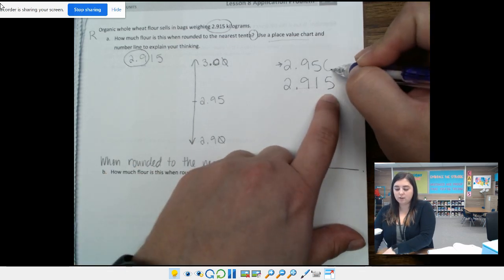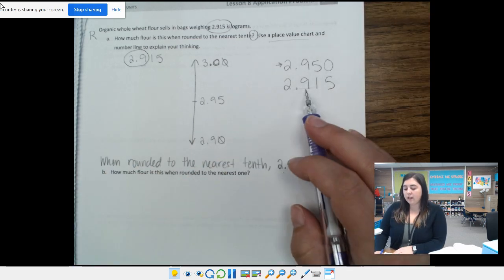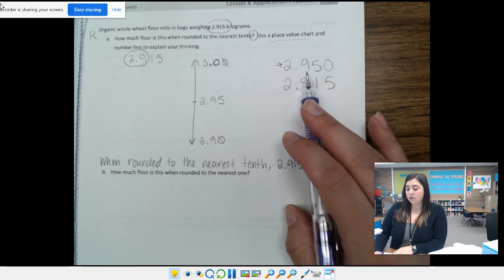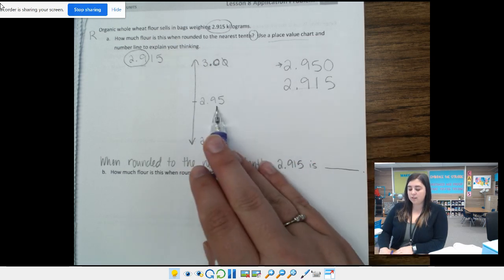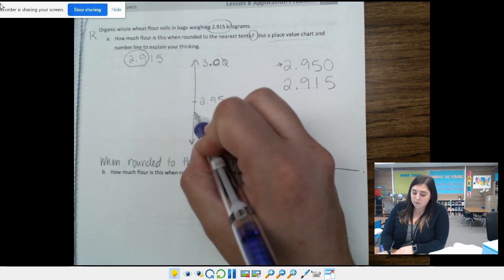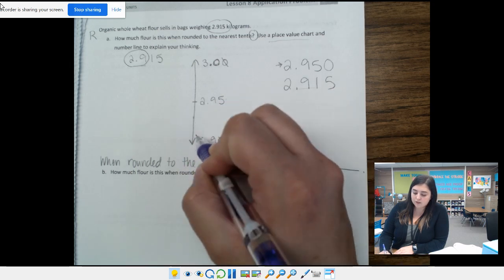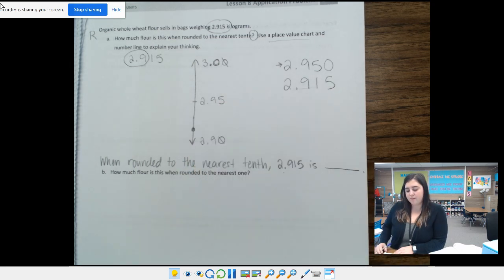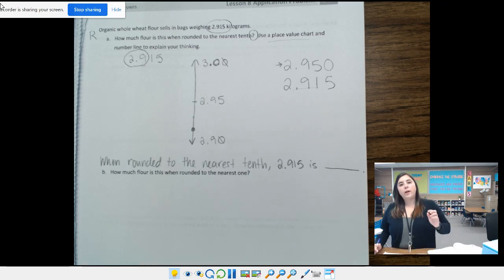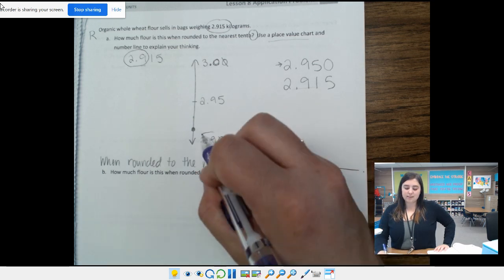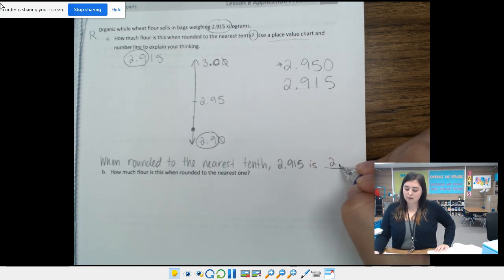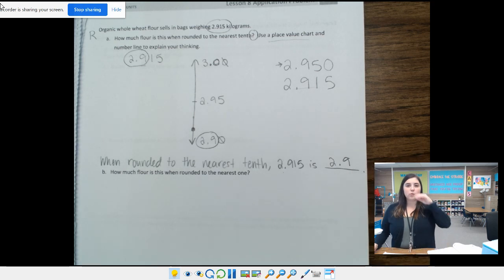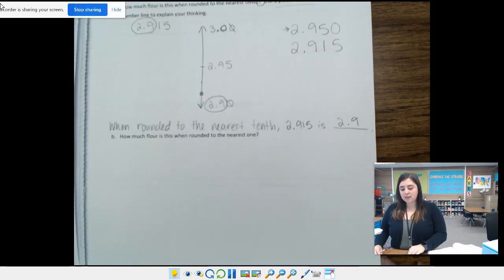But if I add a 0 here, 915 is smaller than 950, which is this. So our number is smaller. Doesn't really matter where we put it, but it'd be about there. So do I round up or do I round down? We round down. 2.9 is what we're going to round to the nearest tenth. Okay, let's do this last one.